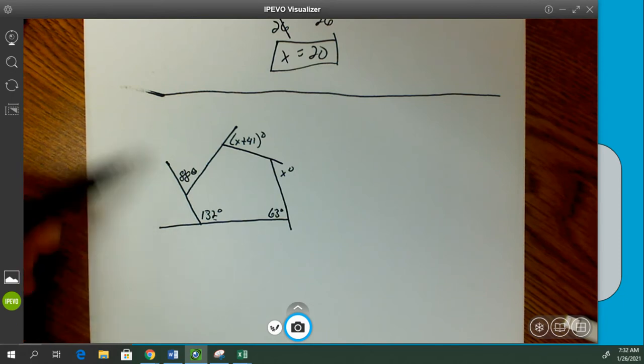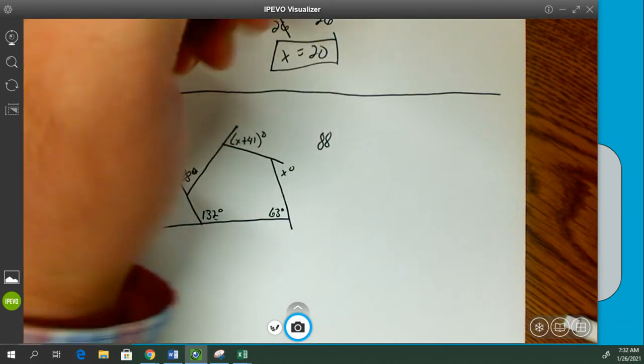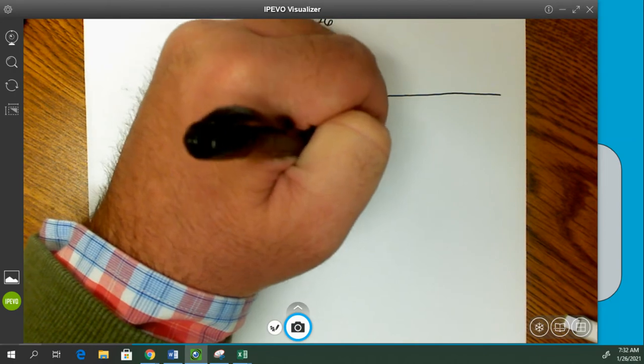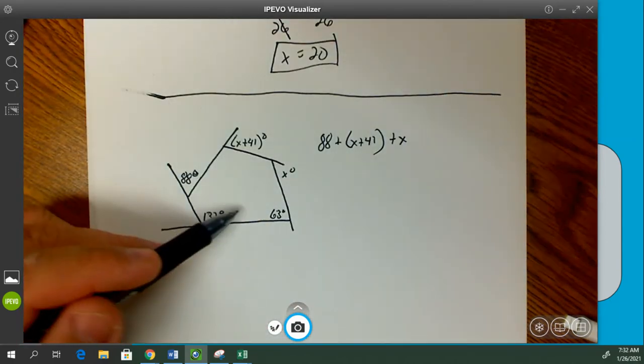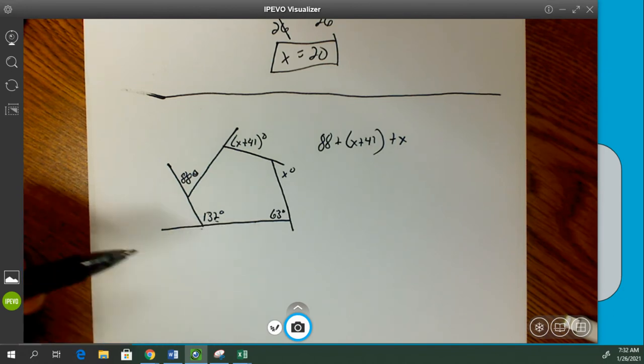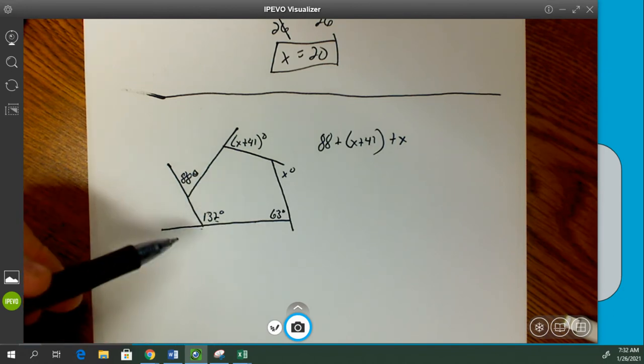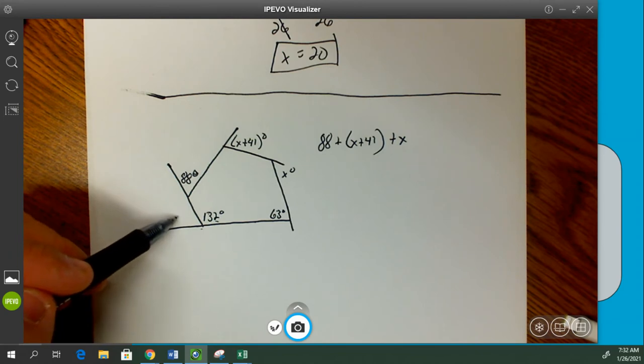A lot of people make mistakes, and they go 88 plus x plus 41 plus x, and then they'll continue writing these around, plus 63 plus 132. And that's going to give you the wrong answer. These need to be on the outside.